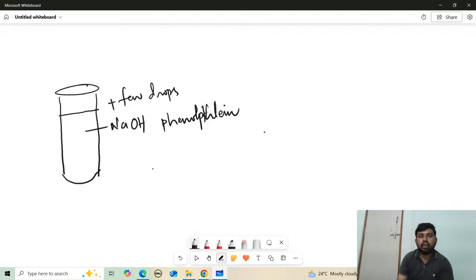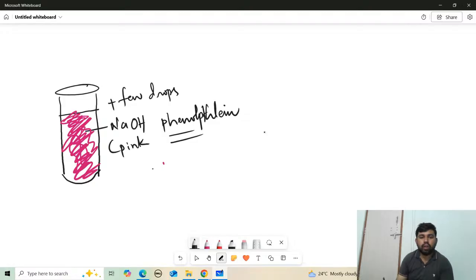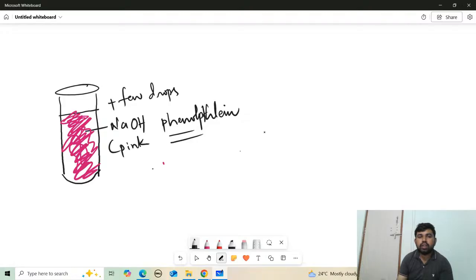The color of phenolphthalein in NaOH will be which color, sir? Pink color. This is the first step, right? So the color is pink right now. This pink color we can see. Now let us understand what they will do next. They are adding HCl. In the first step they are adding HCl. Then what happens? Let me write the reactions.